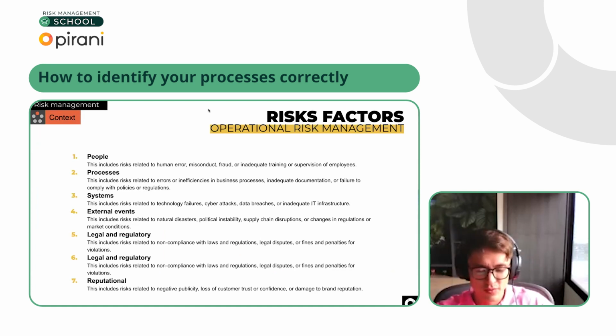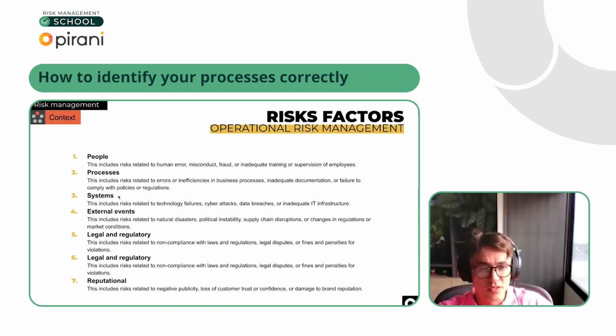should consider. In operational risk management, for example, there are people. This includes risks relating to human mistakes, misconduct, fraud, inadequate training, or supervision of employees. People are not machines. All of us can make mistakes. So these are risks for the company. Of course, we want to address the process risk. This includes risks related to errors and inefficiencies in business processes, inadequate documentation, failure to comply with policies or regulations.